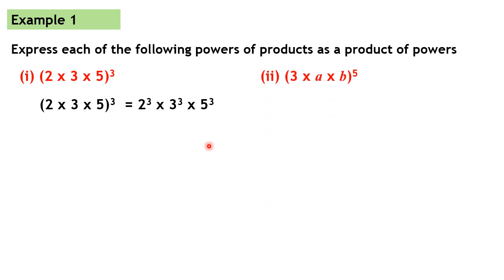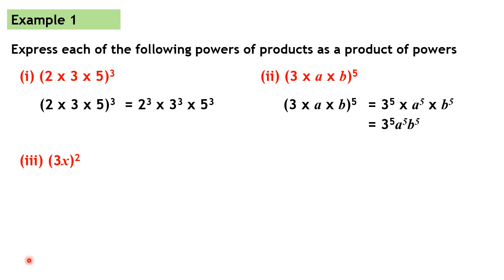Number 2, 3 into A into B, whole thing power 5. When you are writing this in the product of powers form, here the power is 5, that is given to 3 to the 5, A to the 5 into B to the 5. And when you write this in the simplified form, without the into sign, 3 to the 5, A to the 5, B to the 5.